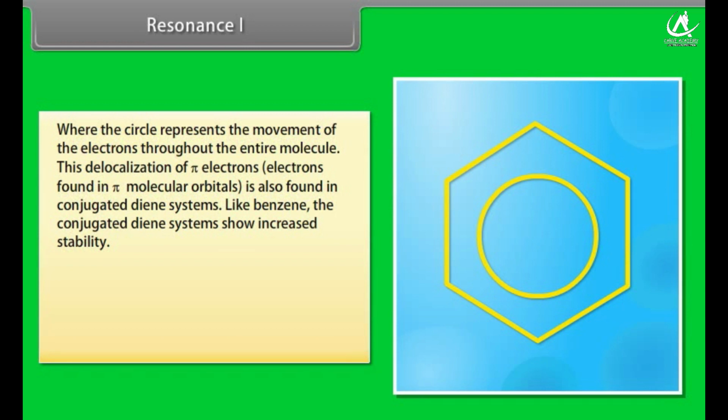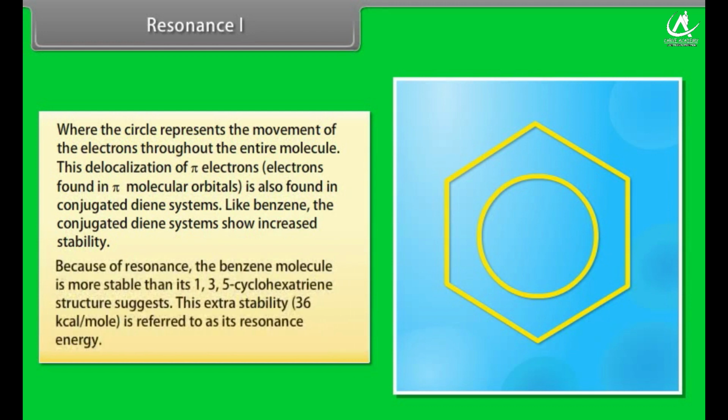This delocalization of pi electrons, found in pi molecular orbitals, is also found in conjugated diene systems. Like benzene, the conjugated diene systems show increased stability. Because of resonance, the benzene molecule is more stable than its 1,3,5-cyclohexatriene structure suggests. This extra stability, 36 kilocalories per mole, is referred to as its resonance energy.